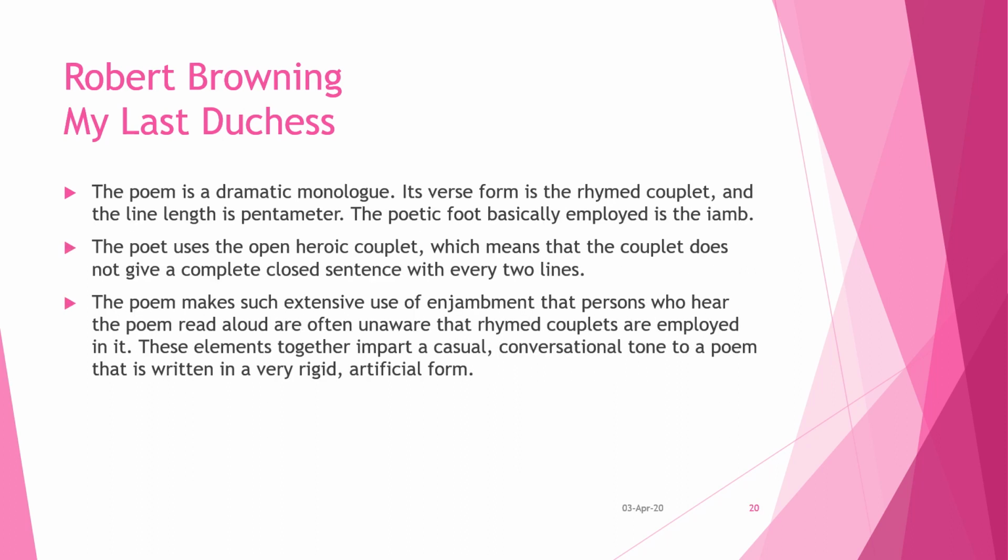The poem is a dramatic monologue. Its verse form is the rhymed couplet, the open rhymed couplet, and the line length is the pentameter. The poetic foot basically employed is the iamb, unstressed, stressed. The poet uses the open heroic couplet, which means that the couplet does not give a complete closed sentence with every two lines, like the closed heroic couplet.